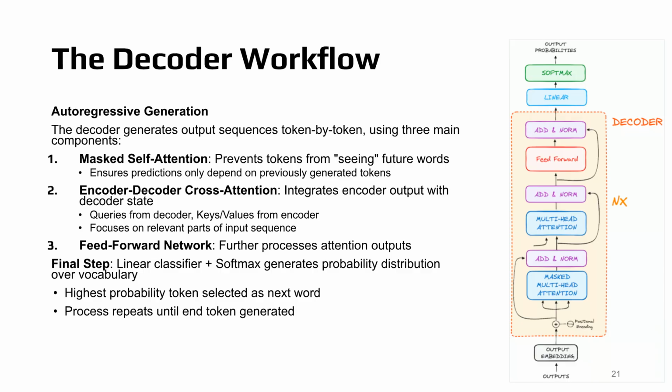Now let's look at the decoder. It generates output tokens one at a time, auto-regressively. The decoder has 3 key components. Masked self-attention prevents looking at future tokens. When generating word 3, you can only see words 1 and 2.